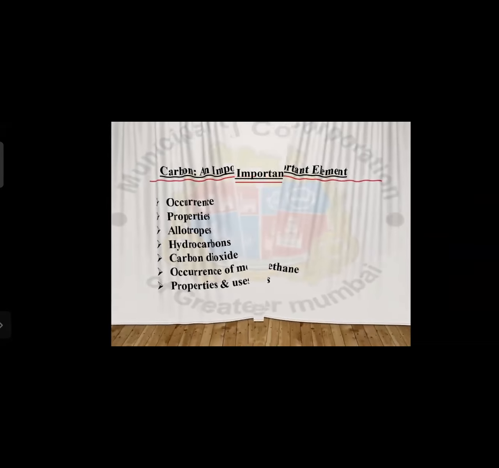Before that, I have some questions for you, which I will answer myself, because I think you are all muted. At the very beginning of the chapter, three questions are there. The first one is, what is an element, and what are the different types of elements? Elements are the substances, materials which occur naturally in the earth. The different types of elements are metals, non-metals, and metalloids.